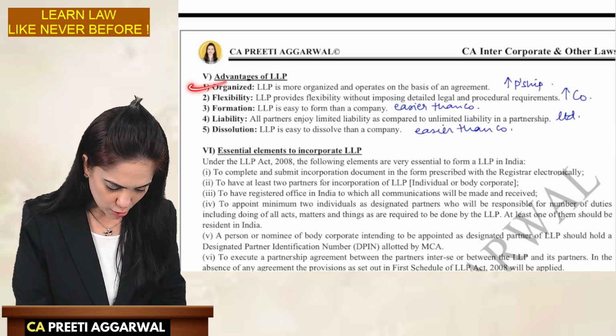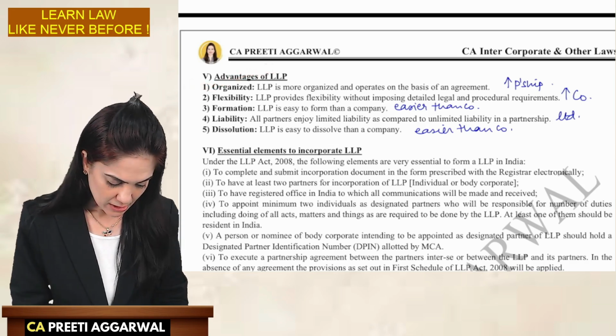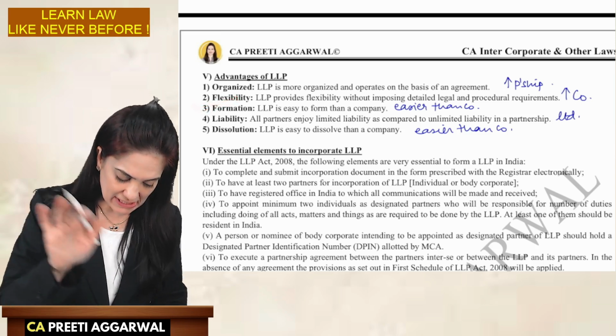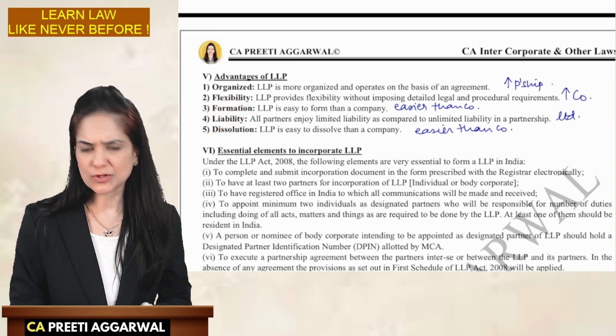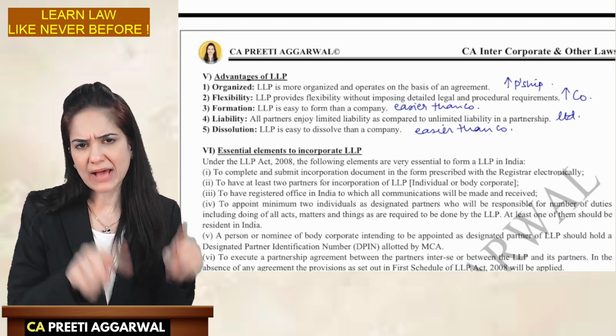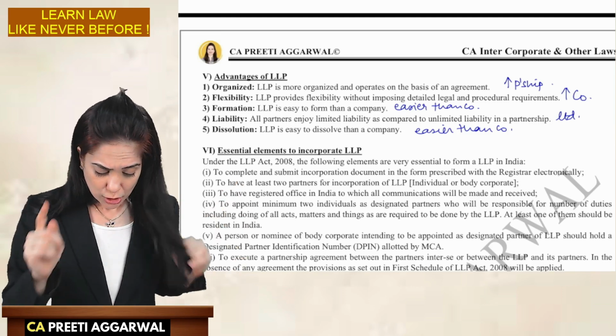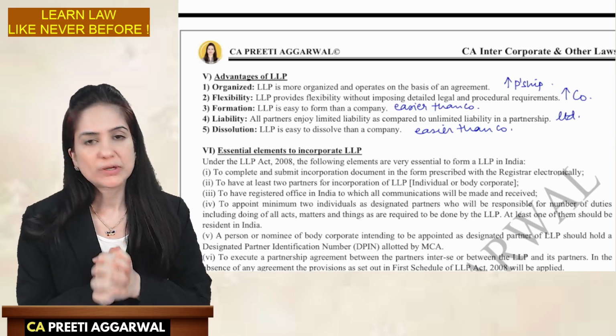So it is more organized than partnership. It is more flexible than company. Formation is easier than company. Liability is limited, and dissolution is also easier as compared to the company. Procedures are less. So students, with this we come to an end of advantages.